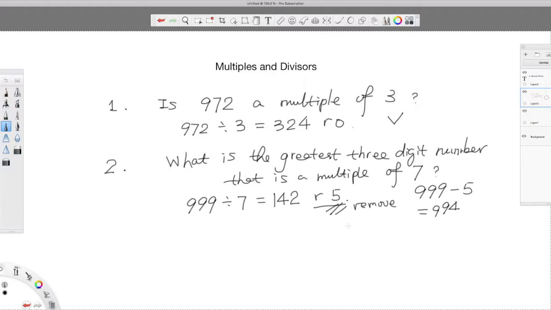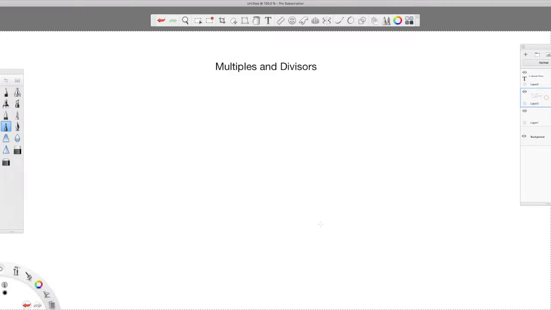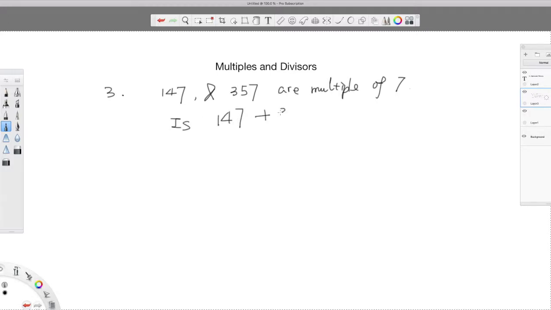Now, problem number 3. I put it there because I want you to think about some interesting properties of these multiples. Problem number 3: both 147 and 357 are multiples of 7, and you can easily verify that. The question is, is 147 plus 357 a multiple of 7?